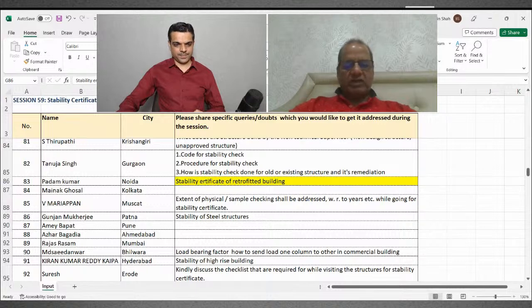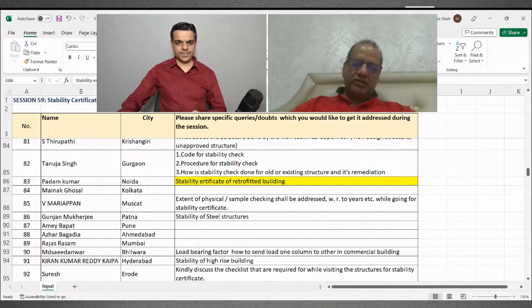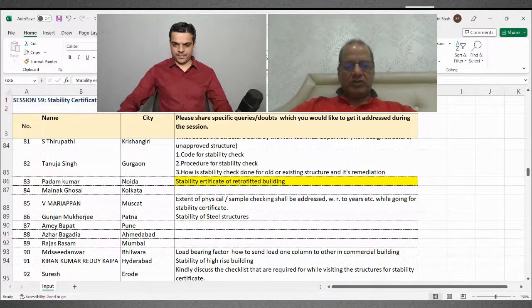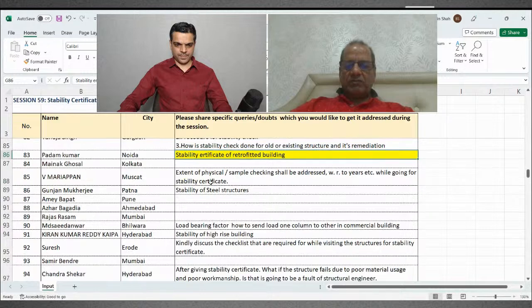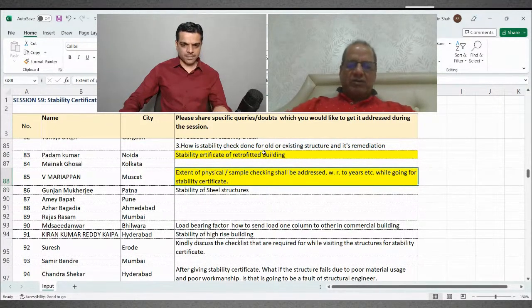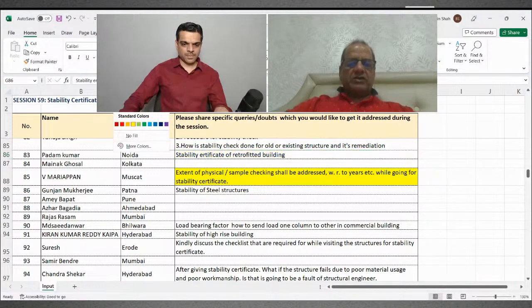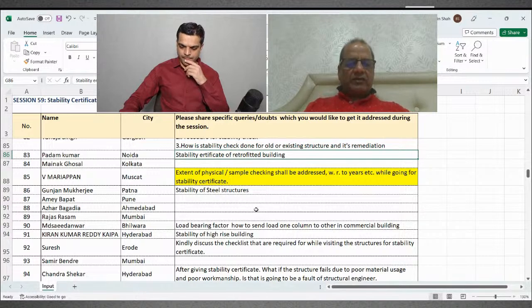So retrofitting certificate is a bit different thing and very carefully drafted with all the description of retrofitting requirements, details, and the limitations. Extent of physical sample checking shall be addressed. It is required, but not in the initial stability certificate. It's a requirement. It should be done by the client.